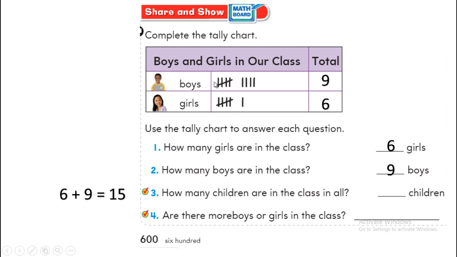This is a 5 and this is a 5. So count 5 plus 5 is 10, 11, 12, 13, 14, 15. Or you can write the two numbers, 9 plus 6 or 6 plus 9 equals. 9 in my head, 6 on my fingers after 9, 10, 11, 12, 13, 14, 15. So the answer is 15. Are there more boys or girls in the class? Which one is a bigger number? Boys. Excellent. Move to the second page.